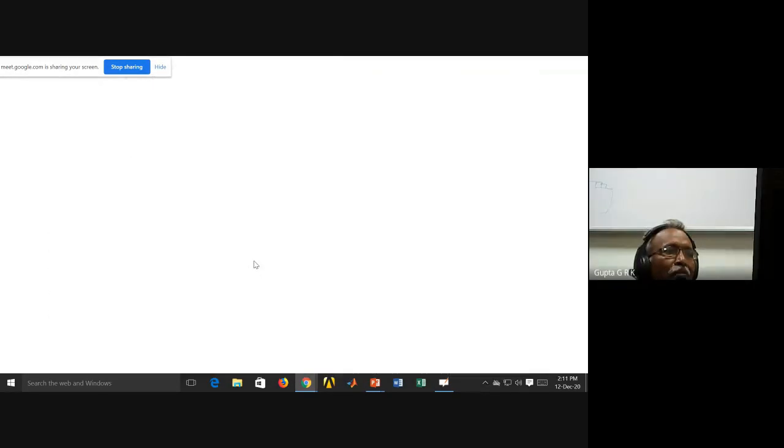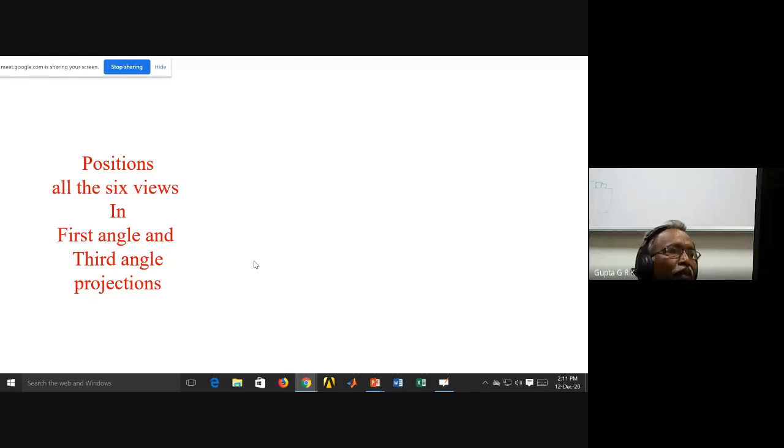Okay, so that is the symbolic representation. If I want to draw all the six views in the first angle and third angle, you can see how it looks like.